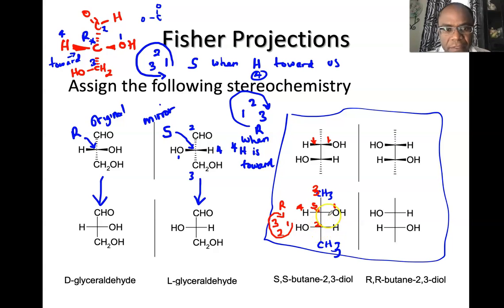So let's work on the next one. I'm going to redraw the molecule up here so we can assign chirality separately, and this is what you need to do on your worksheet whenever you're answering such a problem. So this time we already assigned this one to be an S. Okay, so now we have to assign this one, this carbon.